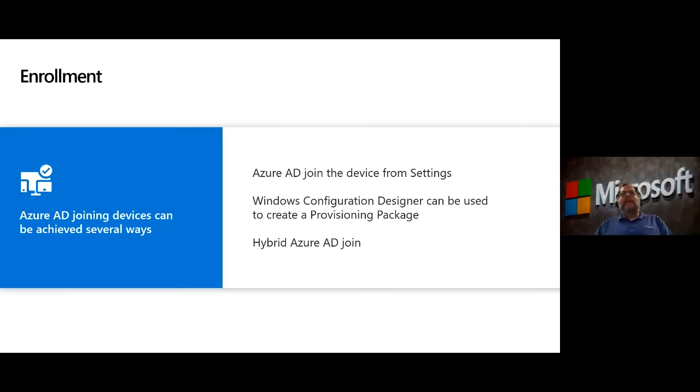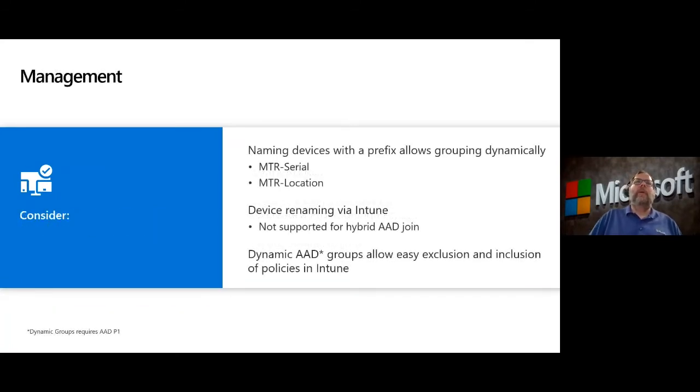Or you can do a hybrid Azure AD join. I'm not the Azure AD guy, but I believe this is where you join the machine to the local AD and then it gets pushed up to Azure AD. It gets replicated through Azure AD Sync. So there's plenty of ways to do this, to Azure AD join. We've talked about it before, we'll mention it again.